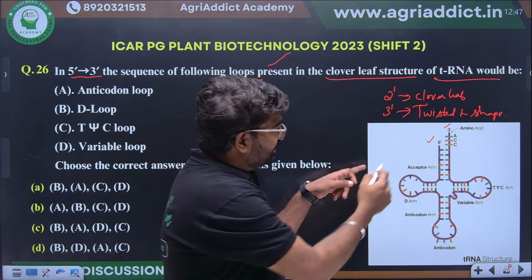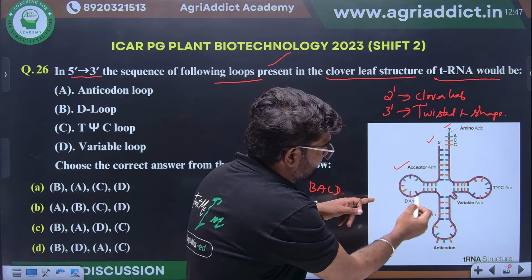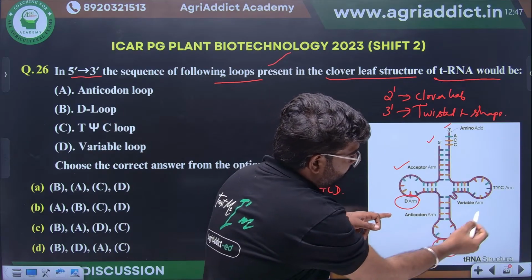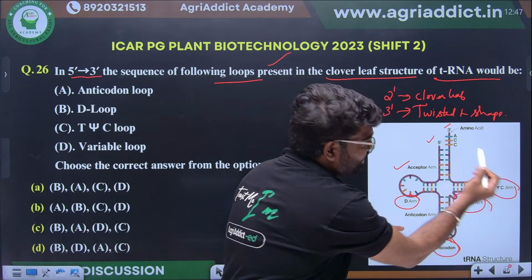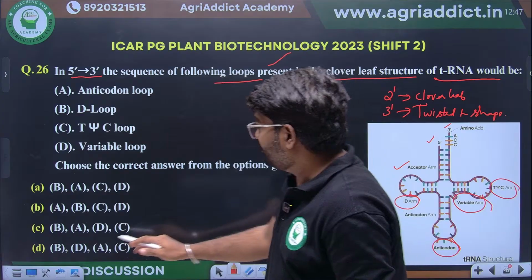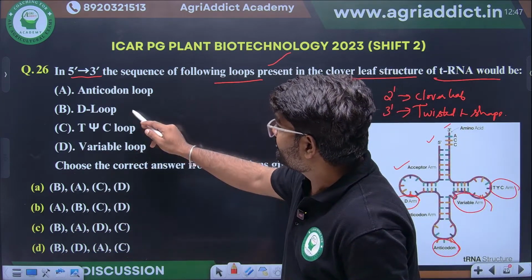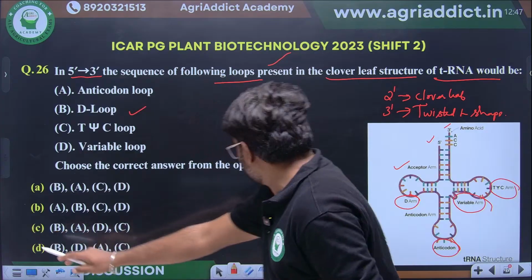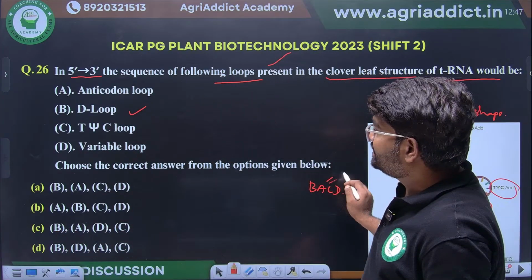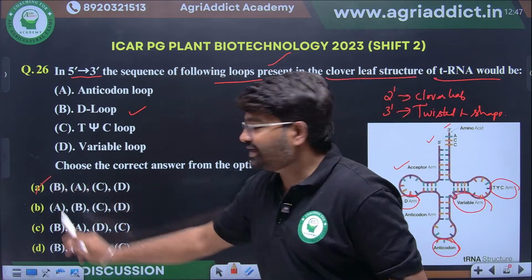Now, if you see here, first will come D arm, then anticodon arm, variable arm, T psi C arm. Okay, first will come D arm, that is D loop. So first B will come. Next A will come. Next C will come. Next D will come. B, A, C, D. This is clear.